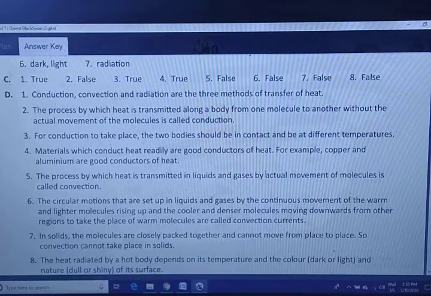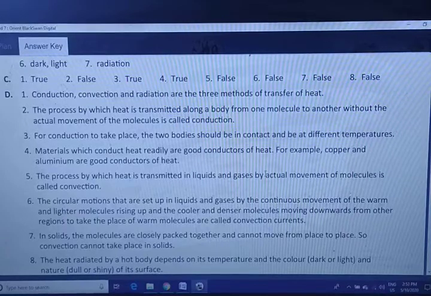Third one, list the conditions needed for transfer of heat by conduction. For conduction to take place, the two bodies should be in contact and they should be at different temperatures.